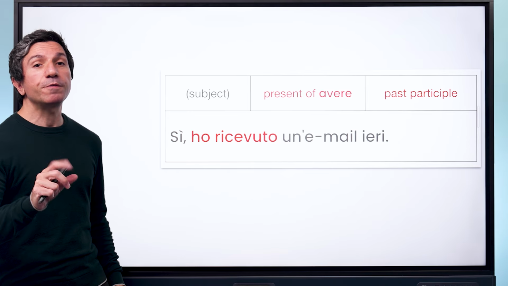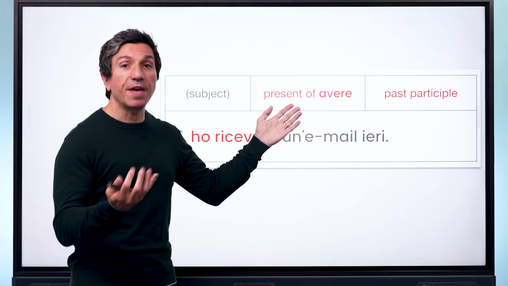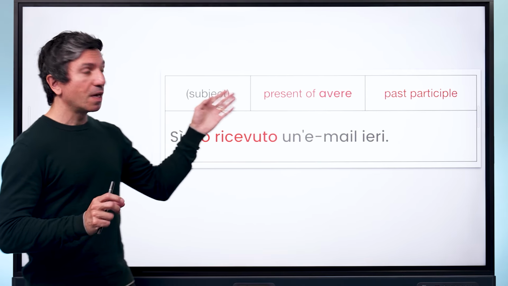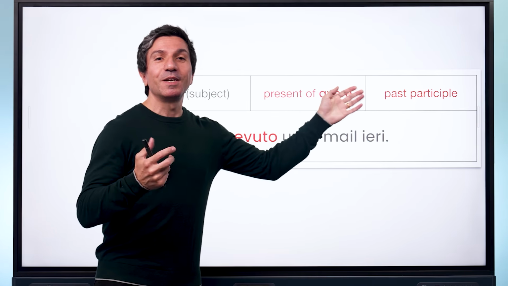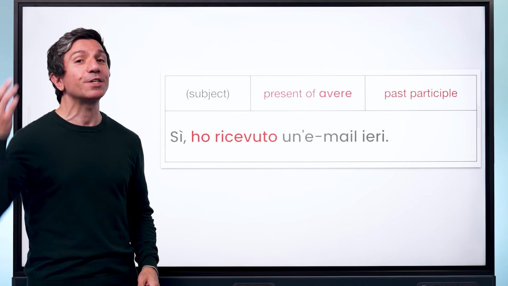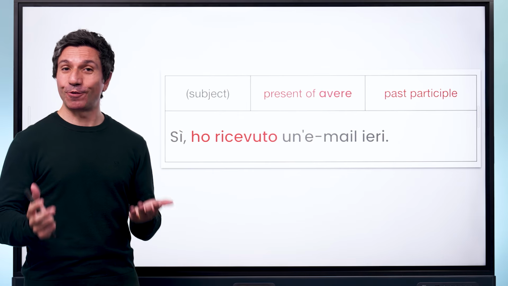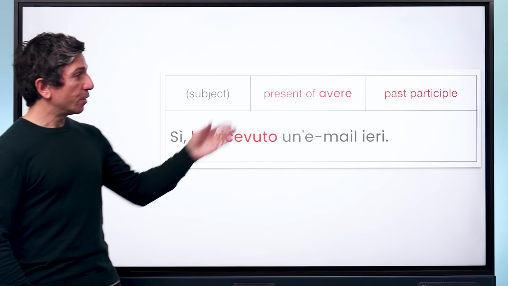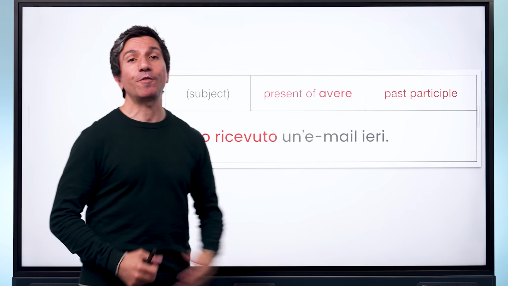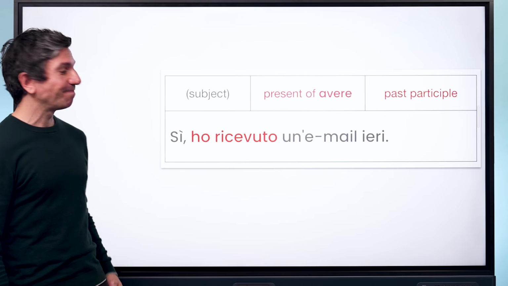This sentence follows the pattern here: subject plus present of avere plus past participle. This pattern is used to describe completed actions in the past, things that happened once and are now finished. It's formed with a subject, the present tense of the verb avere, to have, and the past participle of the main verb. Here's how the line from the dialogue uses the pattern.